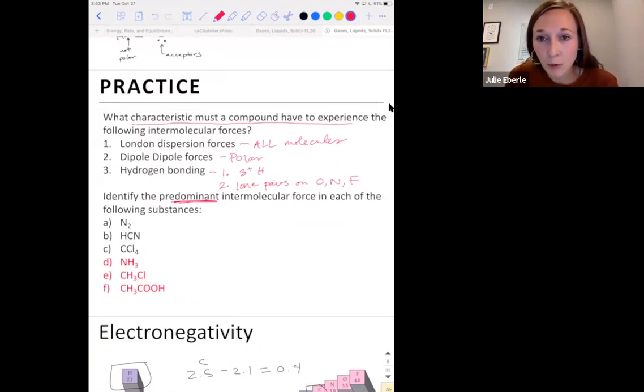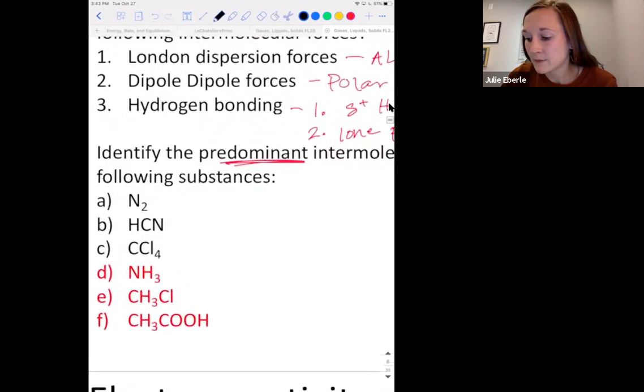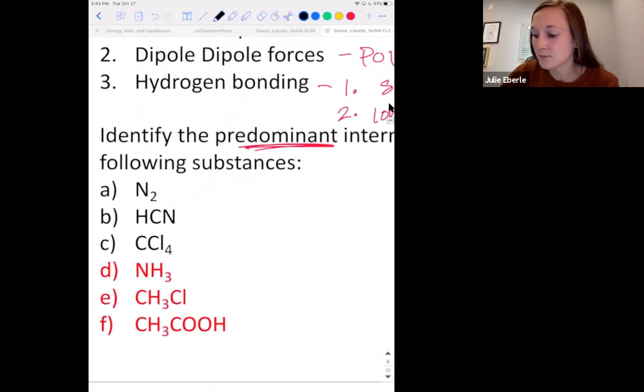Is it polar? Is it nonpolar? Does it have the requirements for hydrogen bonding? You can best do that if you draw the Lewis structure out. So I'm going to zoom in. Let's just draw the Lewis structure for nitrogen.